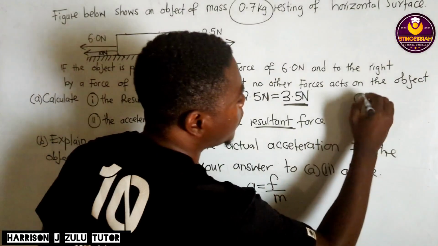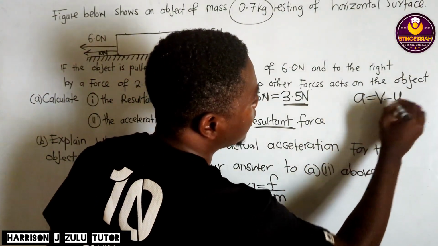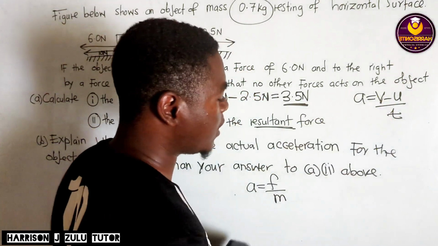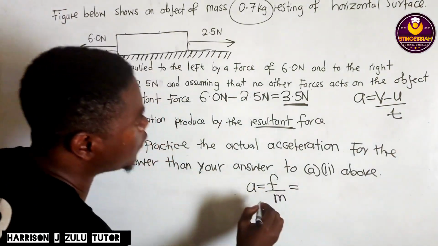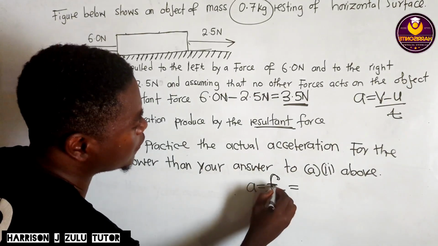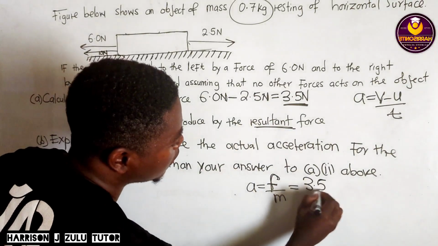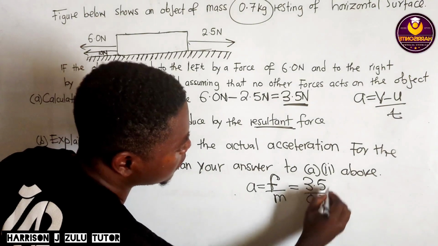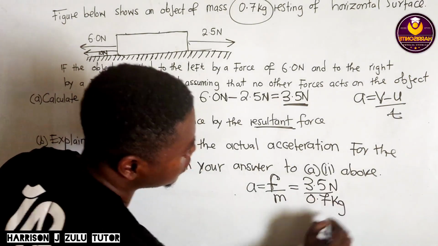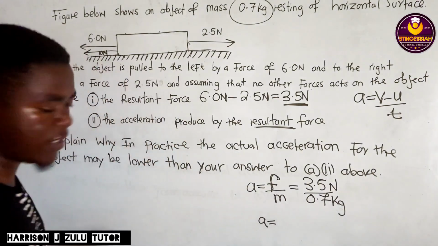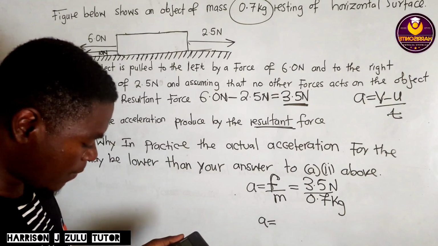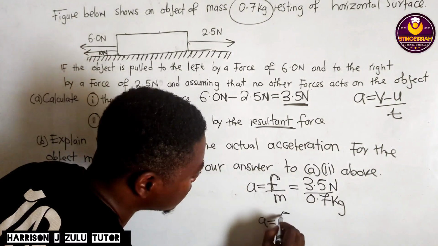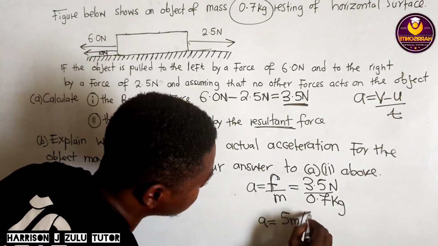So there is no need of bringing in the formula, final velocity minus initial velocity over time. There is no need of using this particular formula. So this is what you're going to do. What is your force? The resultant force. This is 3.5 over the mass, 0.7. So this is newtons, this is kgs. So finally, acceleration is equal to 3.5 divided by 0.7. What is your answer? 5. So you just say 5 meters per second squared.